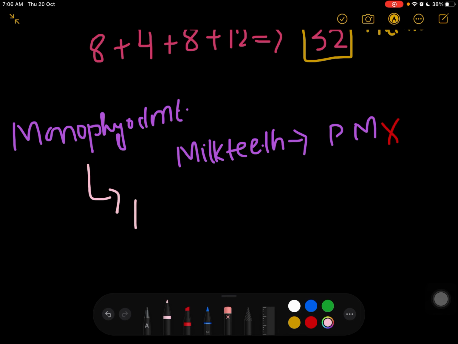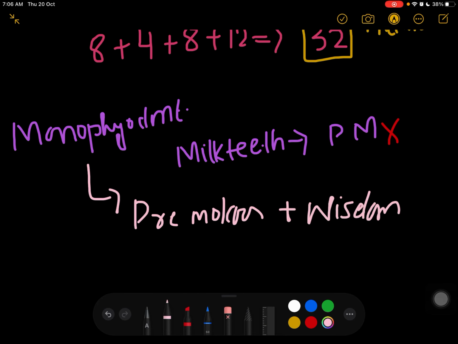So it means that in humans premolars are monophyodont plus wisdom teeth. Wisdom teeth are also monophyodont. So how many monophyodont are there in humans? There are 2 monophyodont, premolars and wisdom. So there are 8 incisors, 4 canines, 8 premolars and 12 molars, right?